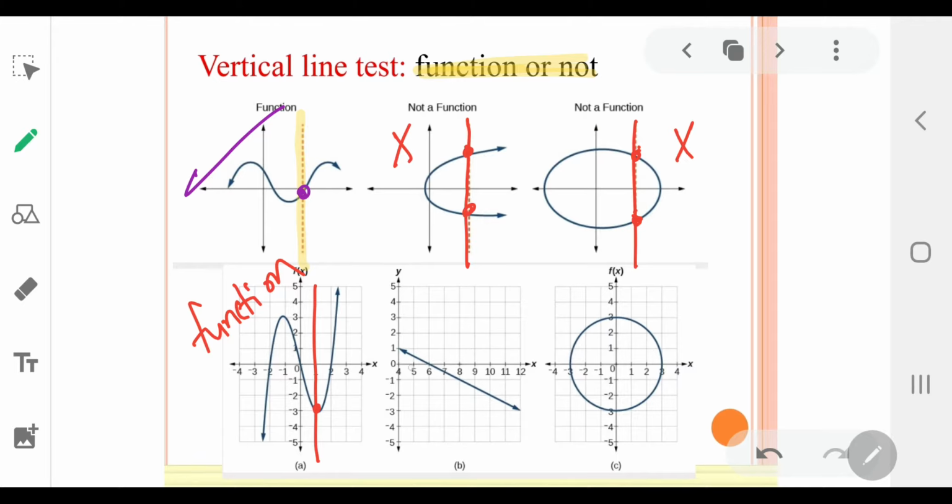The second graph, it's a linear graph, it's a linear function. Without doing anything, you can determine it's a function, but let's use the vertical line test. It crosses it in only one point. Yes, it is a function.